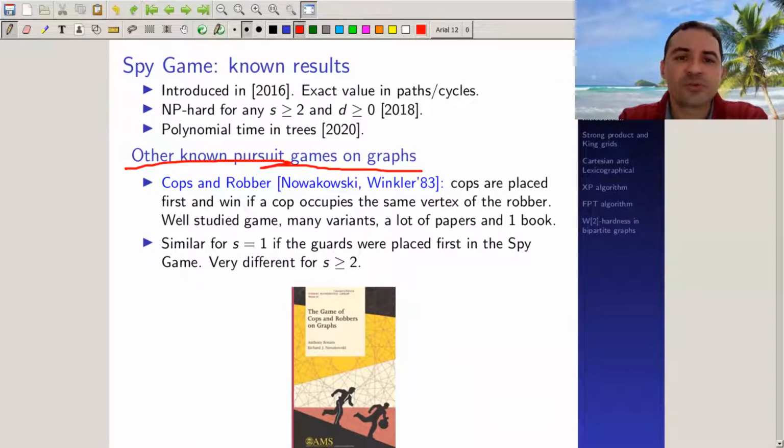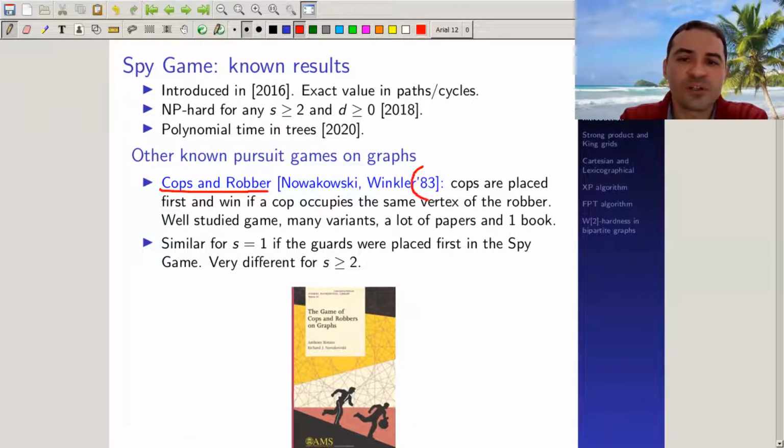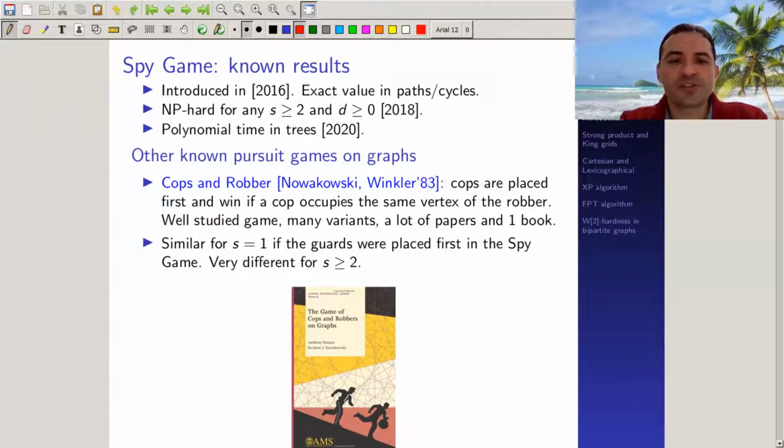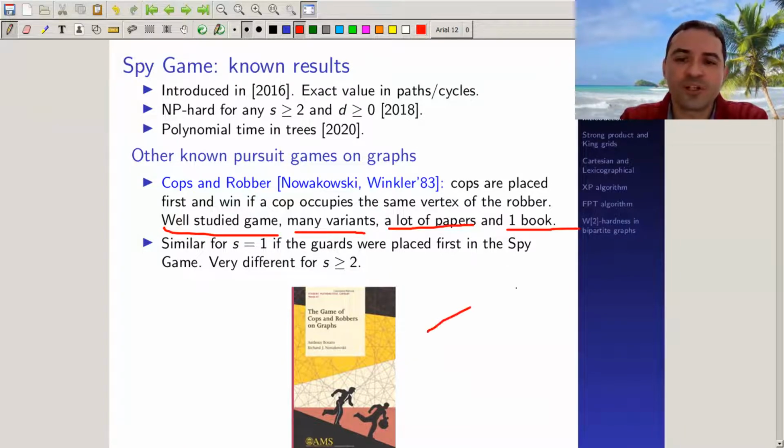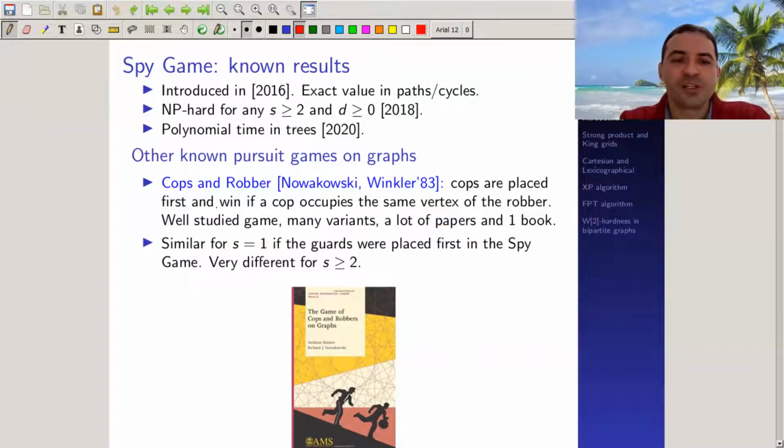There are other known pursuit games on graphs. The Cops and Robber is the classic one, introduced in 1983 by Nowakowski and Winkler. Cops are placed first and win if a cop occupies the same vertex as the robber. This is a well-studied game with many variants, a lot of papers, and one book from Bonato and Nowakowski. This is similar to the spy game with spy speed 1, if the guards were placed first.